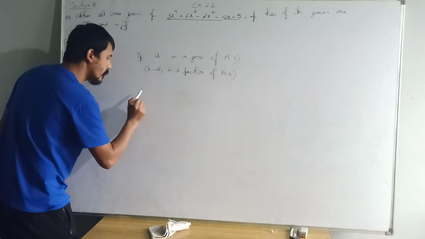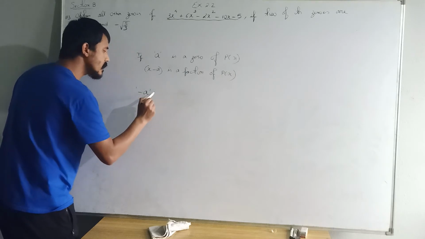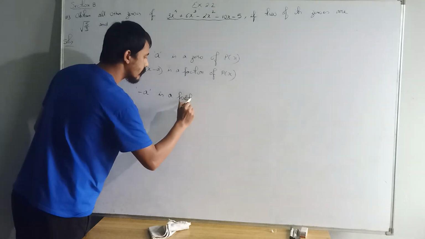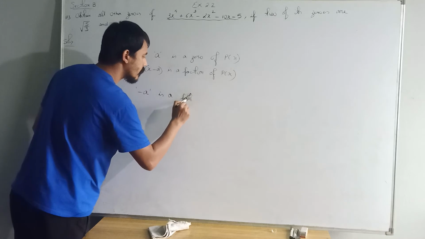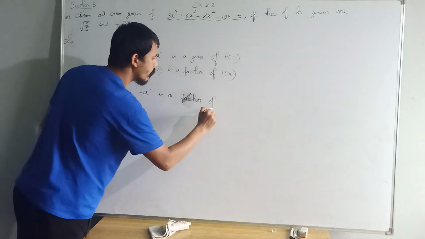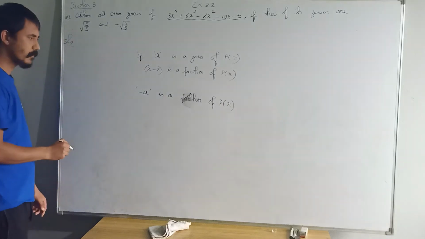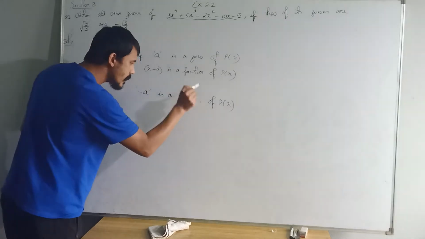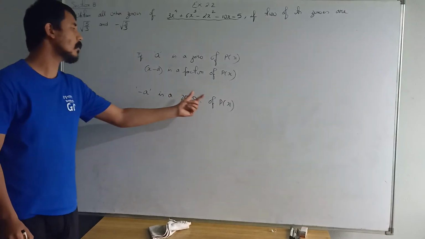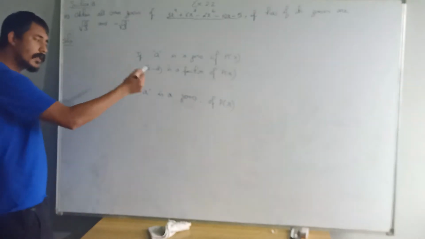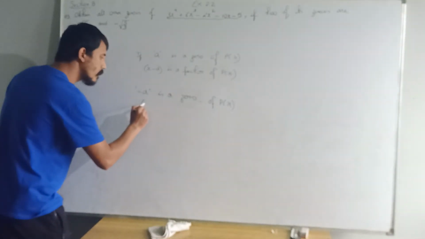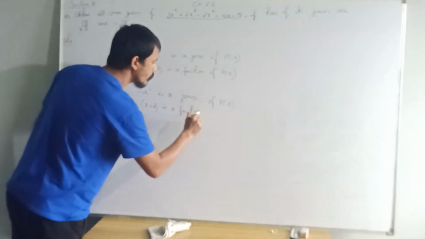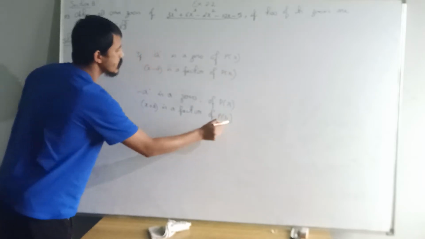Instead of a, if I say minus a is a zero of any polynomial p(x), then what will be the factor? Then x plus a will be called as a factor of that polynomial p(x). Is it clear to you?